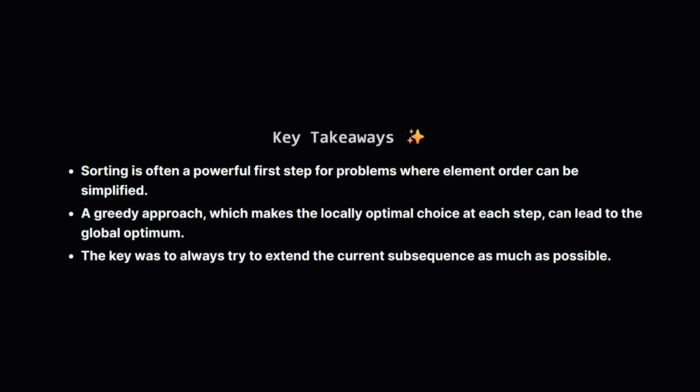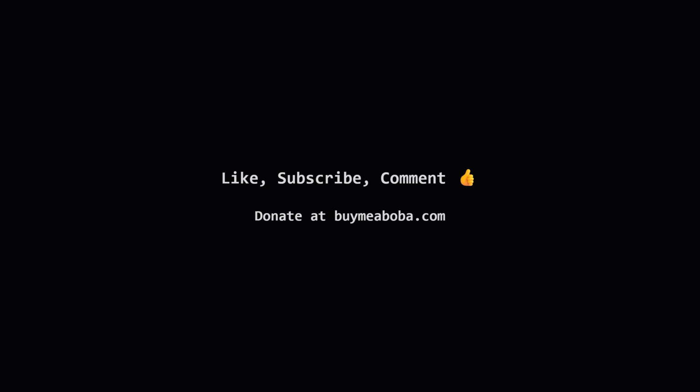So to wrap things up, what are the big ideas here? First, when you have a problem that seems to involve complex combinations, always ask yourself if sorting the input could simplify things. Here, it was the absolute key. Second, this is a great example of a greedy algorithm. By always making the choice that seems best at the moment, that is, by trying to fit as many numbers as possible into the current group, we ended up with the correct overall answer. The core logic was simple. Start a group, grow it as much as you can, and only start a new one when you're absolutely forced to. And that's it for this problem.